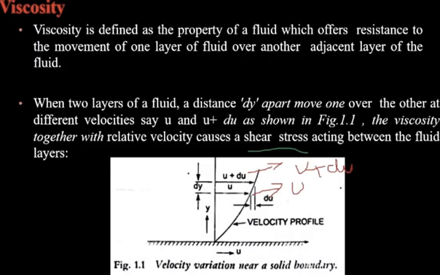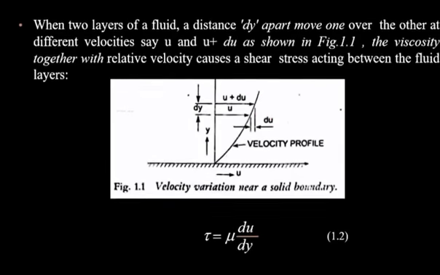Okay, viscosity is defined as the property of fluid which offers resistance to the movement of one layer of the fluid over another adjacent layer of the fluid. So the property of fluid which offers resistance to the movement between the adjacent layers is called viscosity.